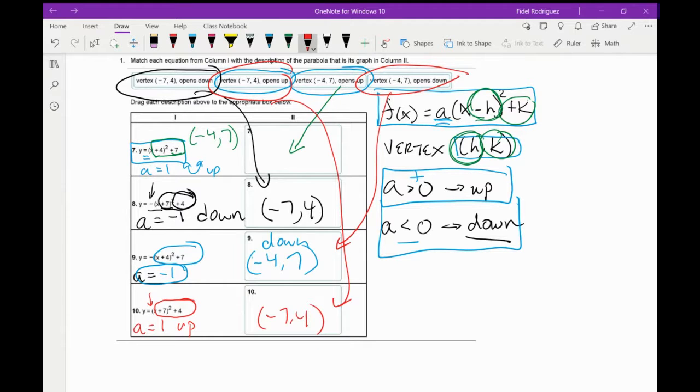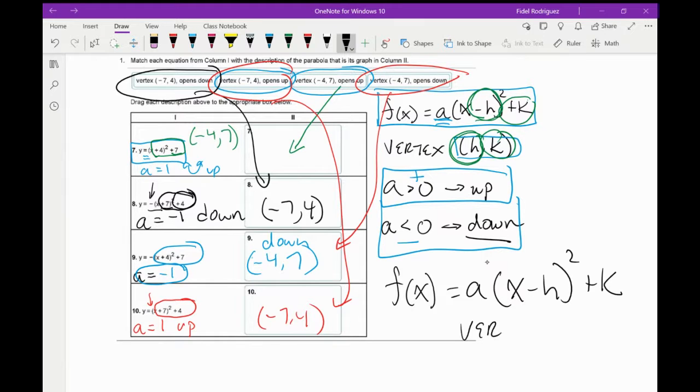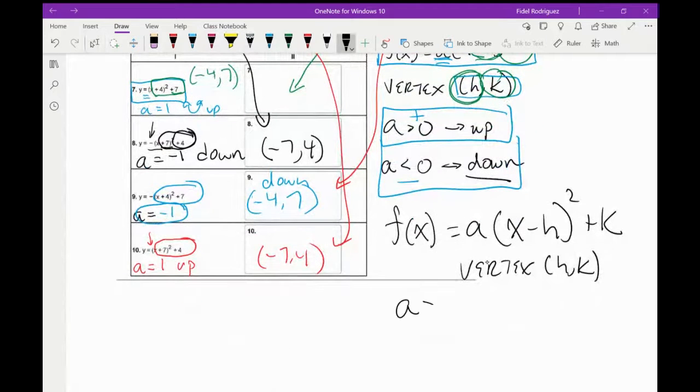And so guys, the one thing that I really want to emphasize about this problem is the couple of things that I needed to know. When I'm looking at the equation in this form right here, my vertex happens to be the point H and K. And the other thing I needed to know is that if A is greater than 0, then my graph opens up. And if my number A is less than 0, then my graph opens down. And I just have to remember that greater than 0 means positive and less than 0 means negative.